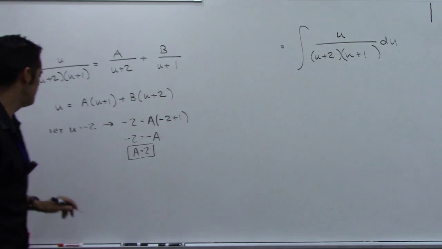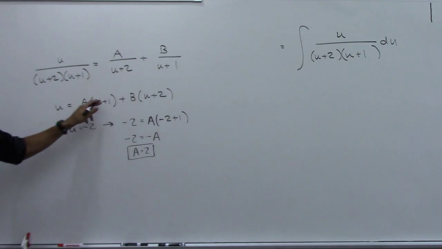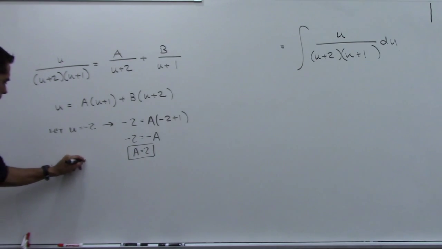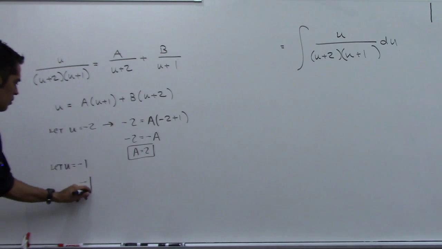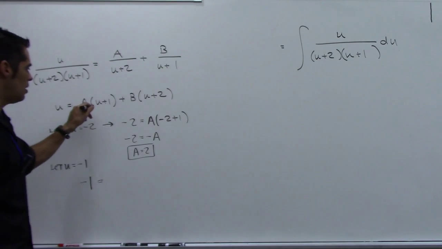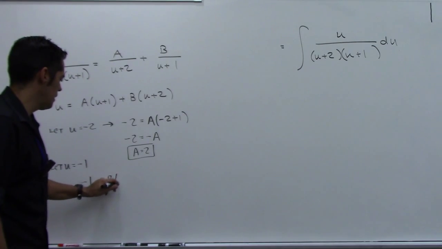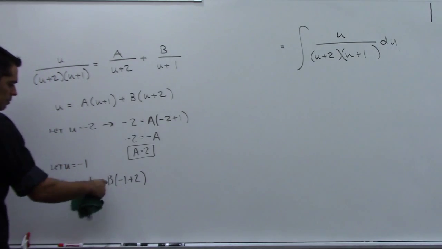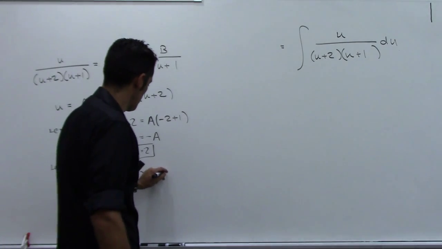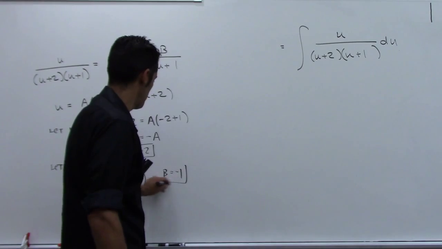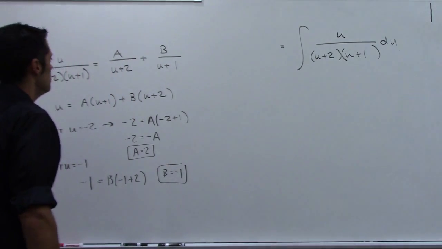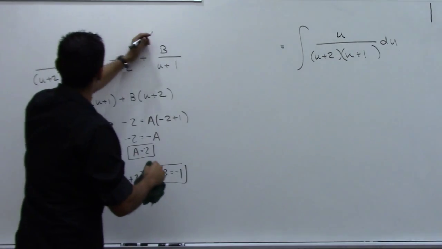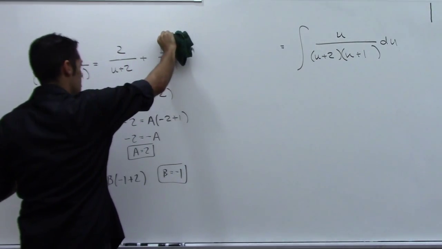So I know what a is. Now to get b, I'm going to let u be -1. And then the left side becomes -1. Over here, that's gone. And then I have b times -1 plus 2, which is just 1. So b is -1. So I can replace this a with 2. I can replace this b with -1.